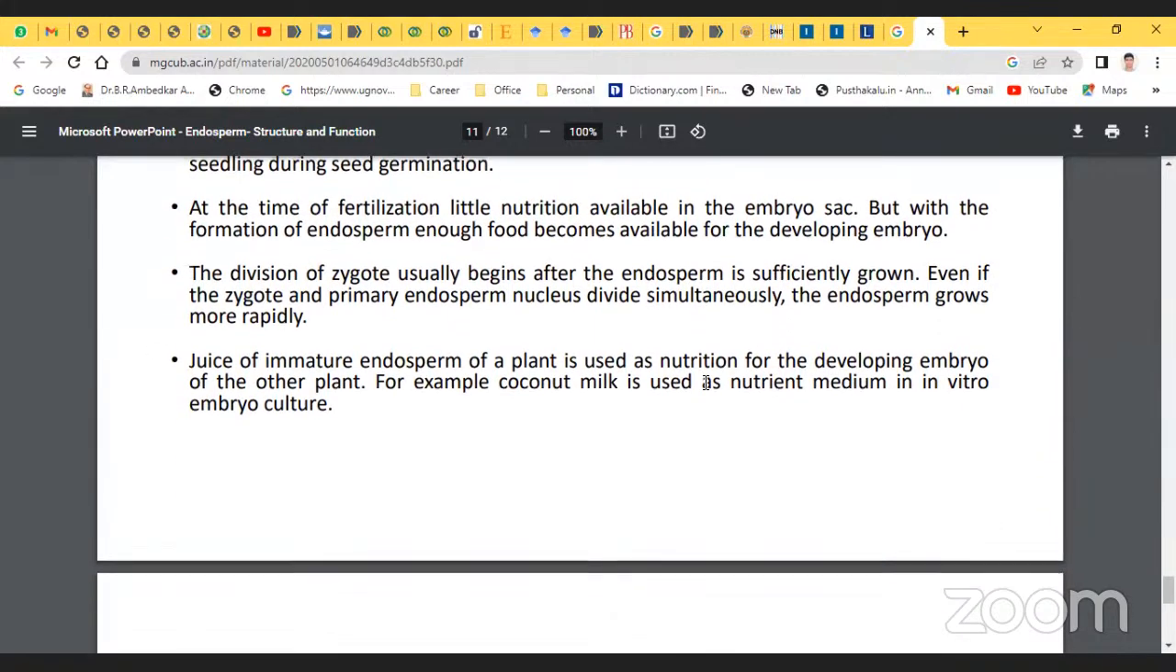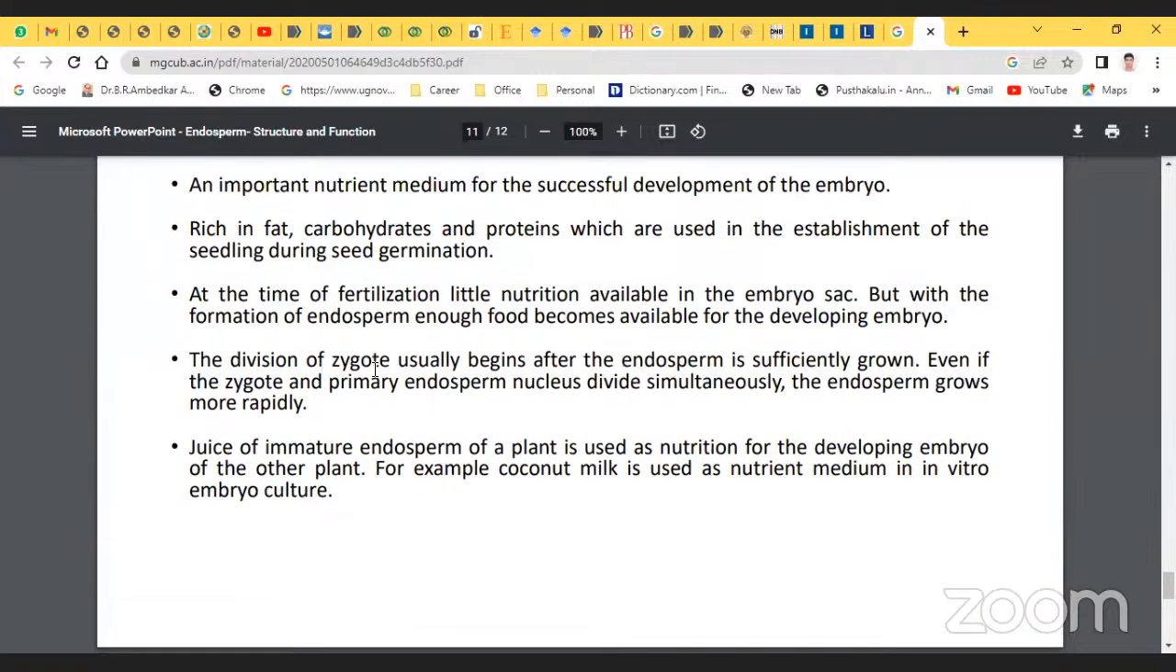Next point, the division of zygote usually begins after the endosperm has sufficiently grown. Even if the zygote and primary endosperm nucleus divide simultaneously, the endosperm grows more rapidly. So the juice of immature endosperm of a plant is used as nutrition for the developing embryo of another plant. For example, coconut milk is used as a nutrient medium in in vitro embryo culture.